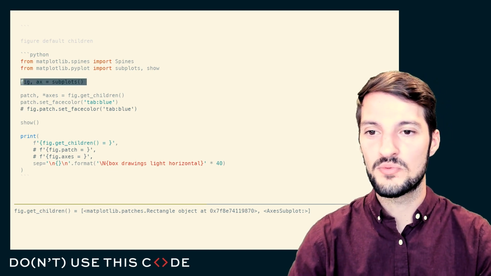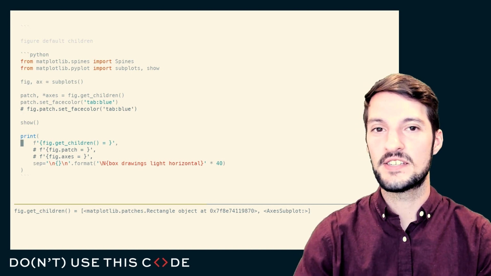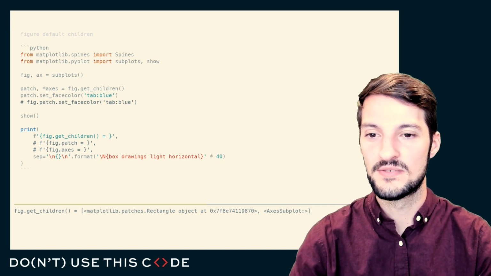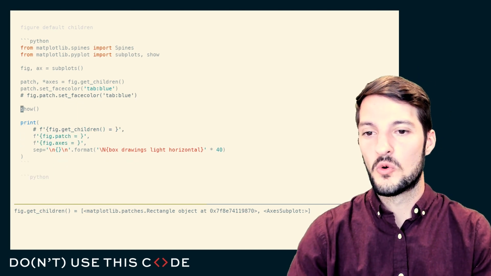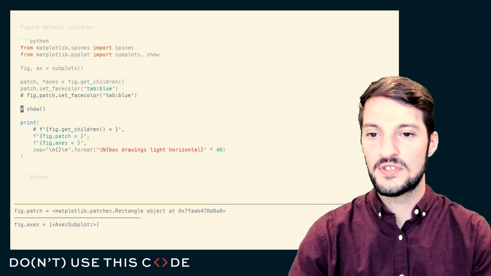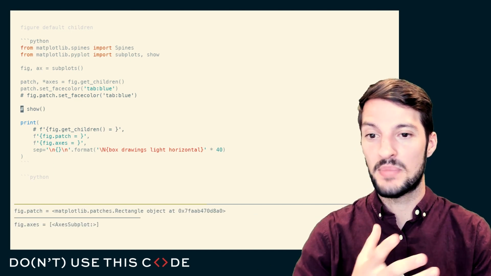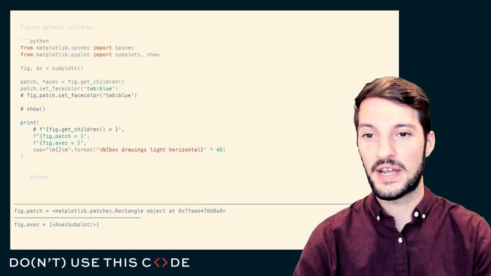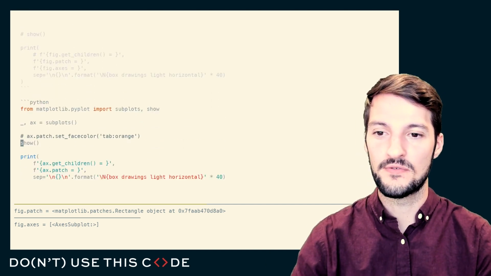And knowing which primitives are attached to which of these containers is very powerful in letting us make some of these fine-tuned adjustments. In fact, these default values are actually stored as different attributes of the figure container. You can see that we can tap into fig.patch and fig.axes to get that rectangle, that background, and all of the axes that are attached to a given figure.